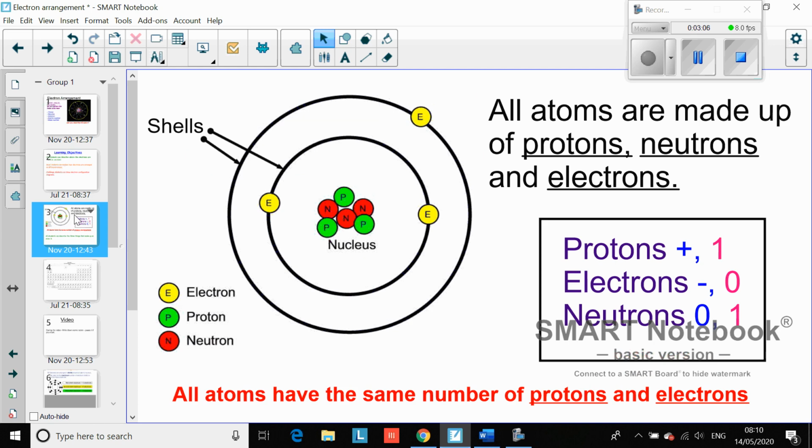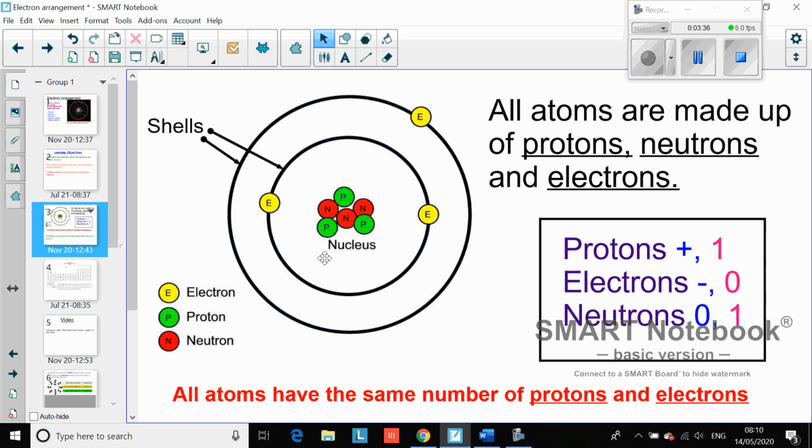So, very quick reminder. In the nucleus, you've got protons and neutrons. Protons are positive, which means the number of negative charges must be the same to balance them. So we've got 1, 2, 3 protons, which means we must have 1, 2, 3 electrons, and we do. Protons are positive, electrons are negative. However many protons you've got, you have to have the same number of electrons.